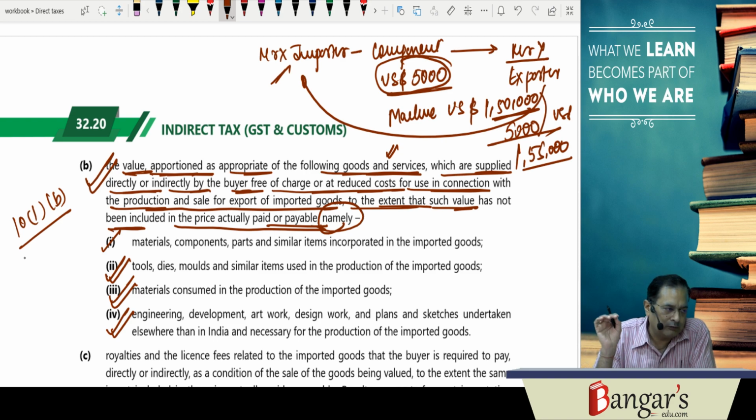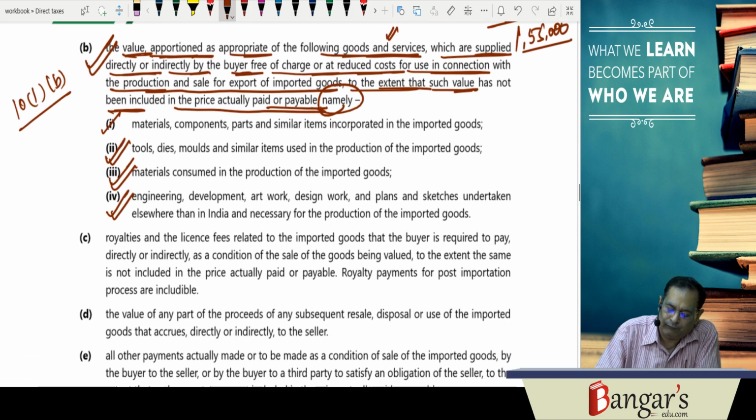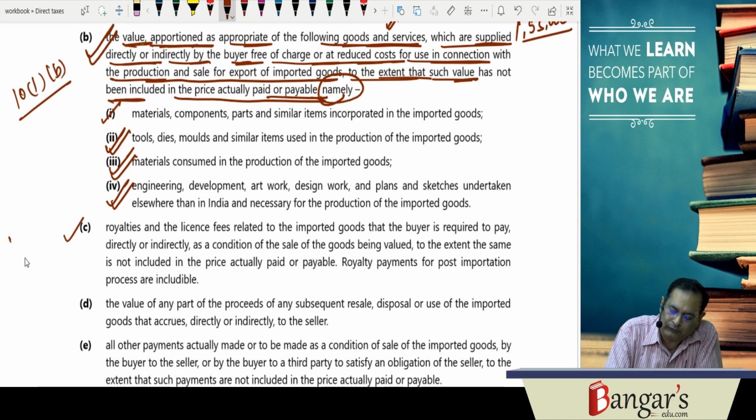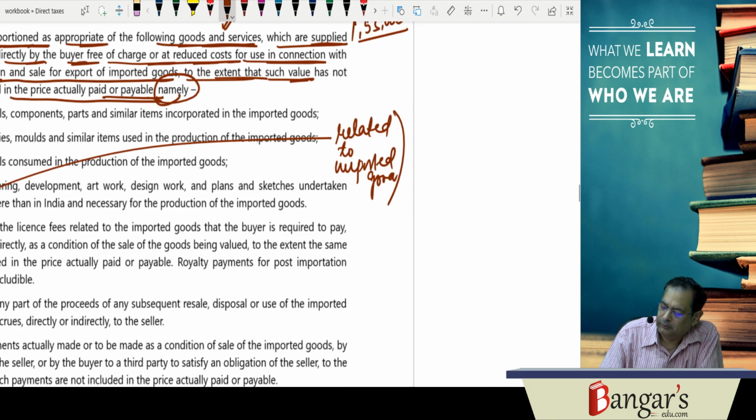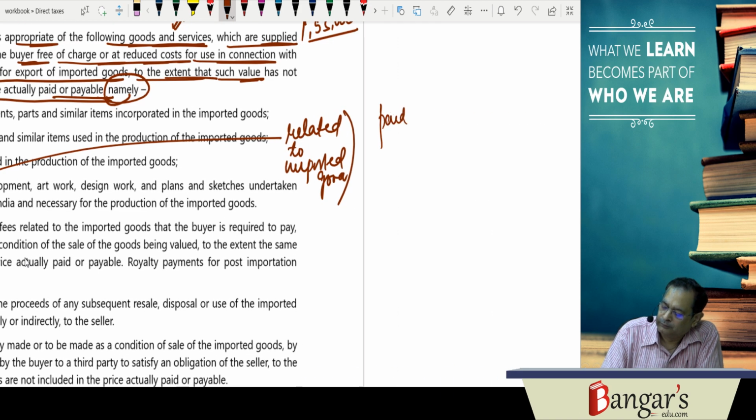So this is added. Besides this, if any royalties and license fees are given, you have to add what? Royalties and license fees. They must be related to the imported goods, and they must be paid as a condition of sale.